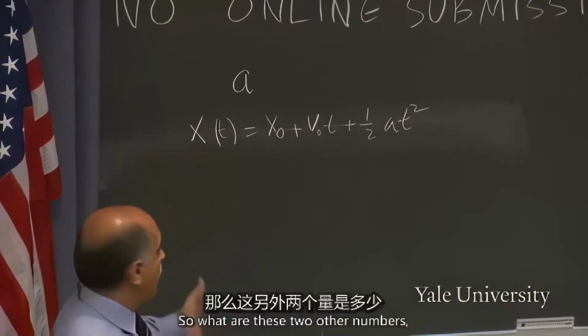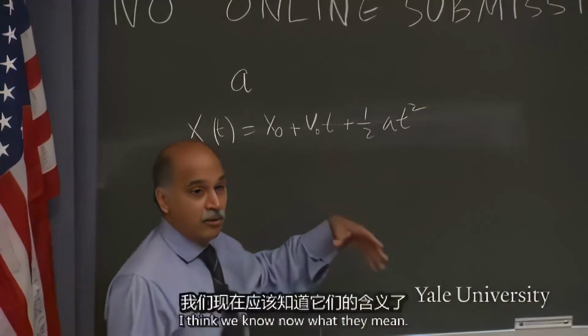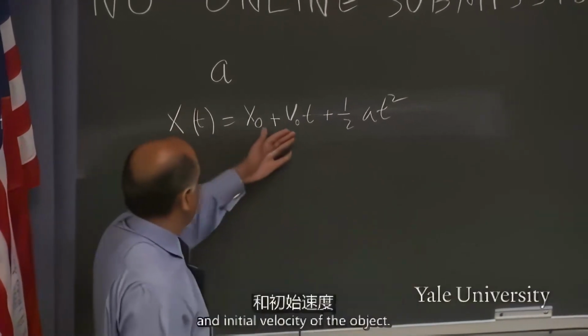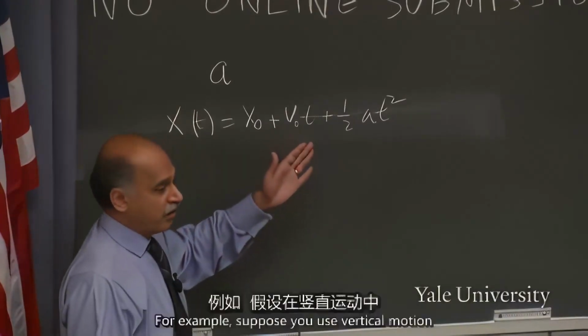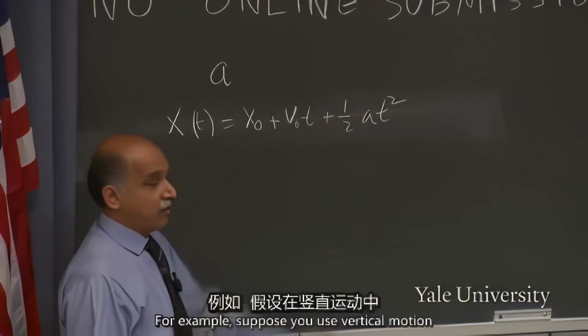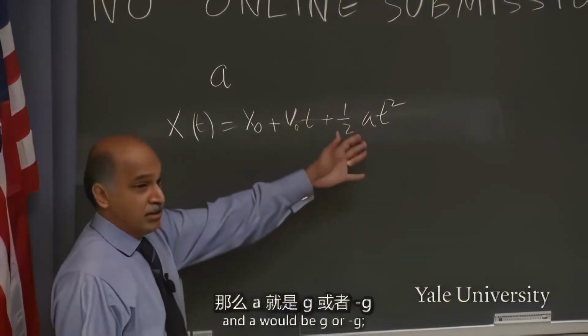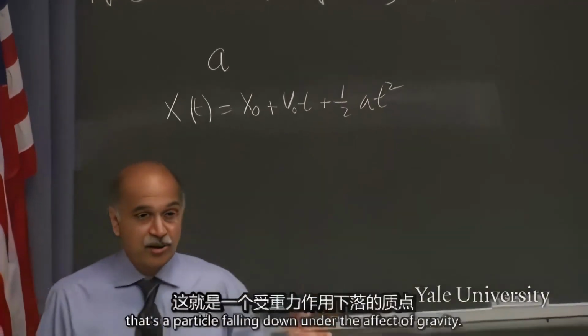So what are these two other numbers, x0 and v0? I think we know now what they mean. They tell you the initial location and initial velocity of the object. For example, suppose you use vertical motion and use y instead of x, and a would be g or minus g. That's a particle falling down under the effect of gravity.